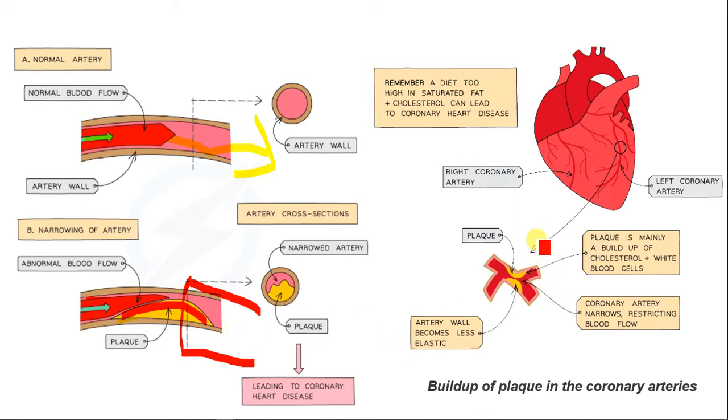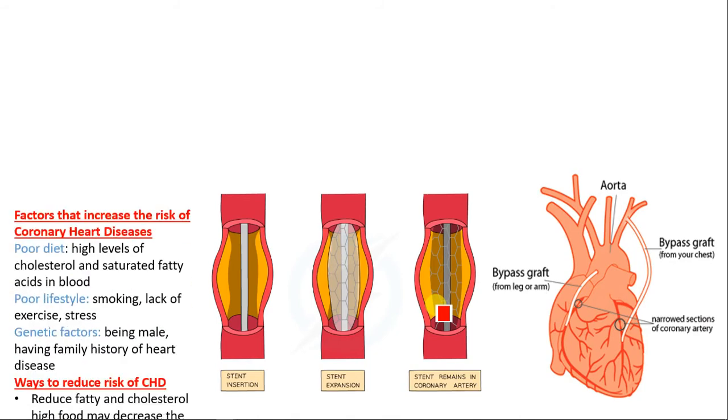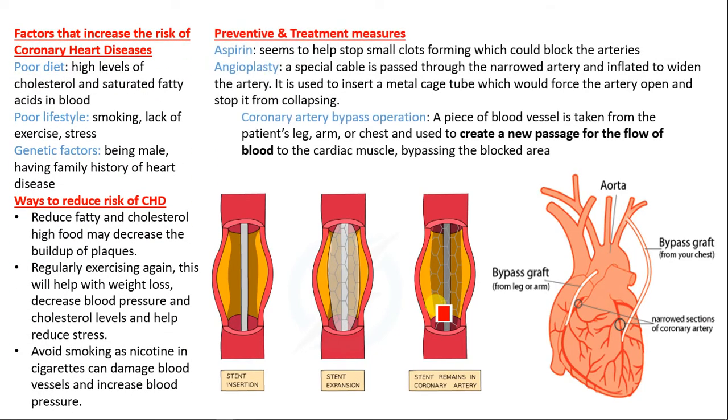Okay, so this diagram simply is just everything. So you can just pause it and look at it. This is the coronary artery. This is the plaque that is being built up. As a result, there will not be enough supply of blood to all other parts because it will now make it less elastic.